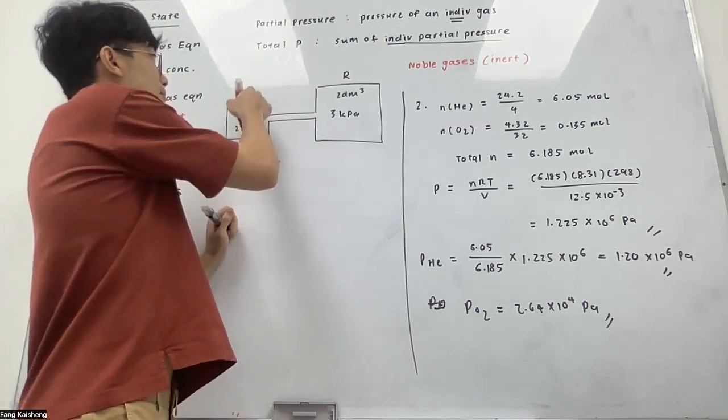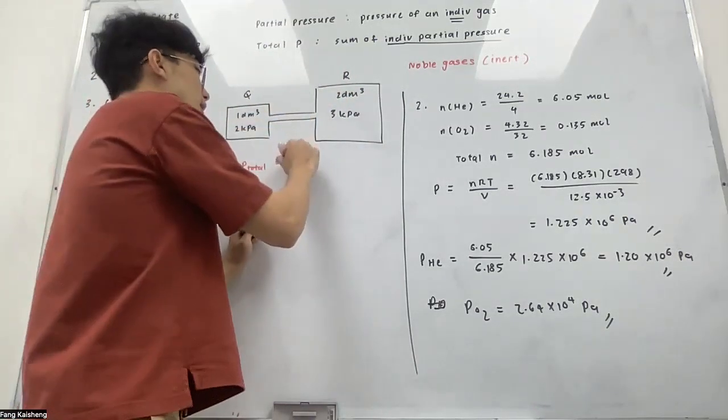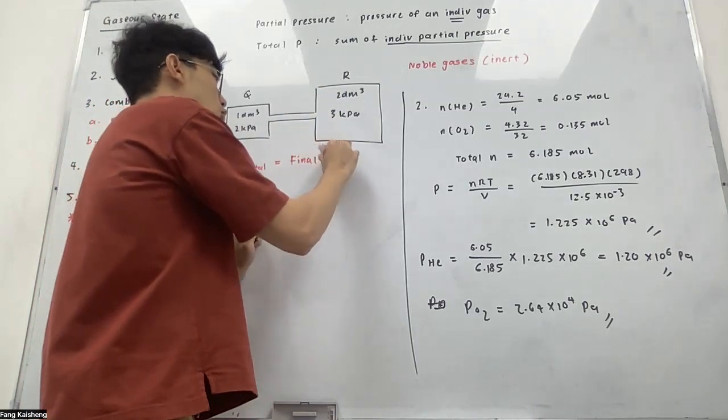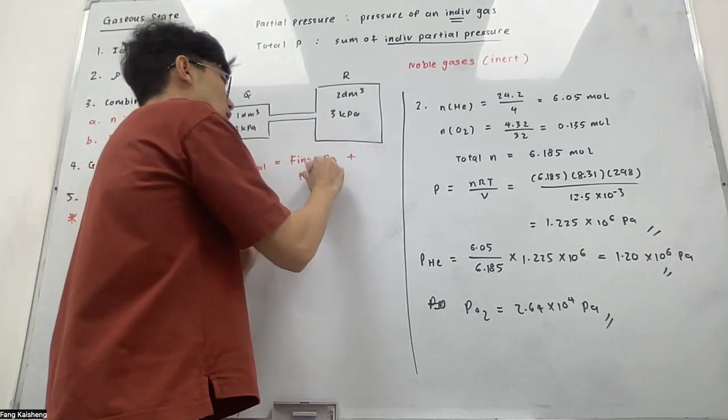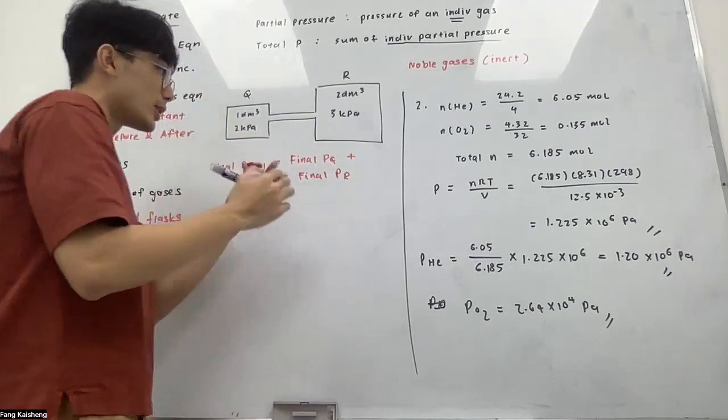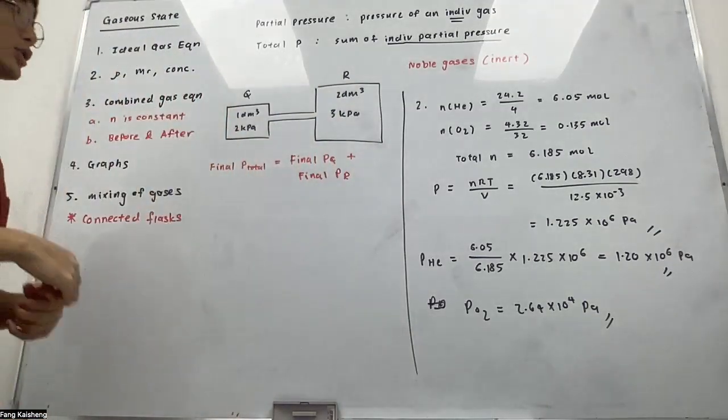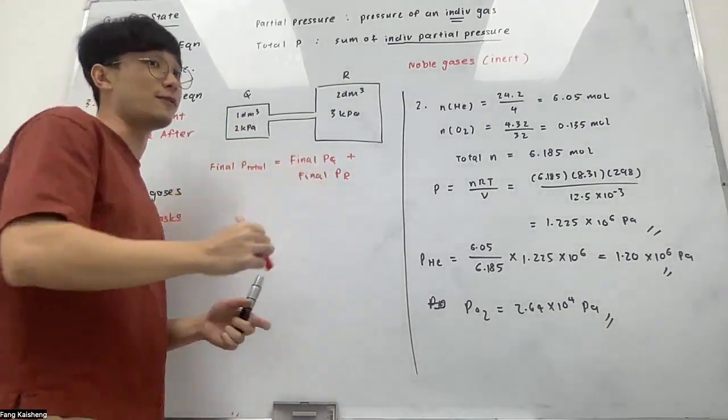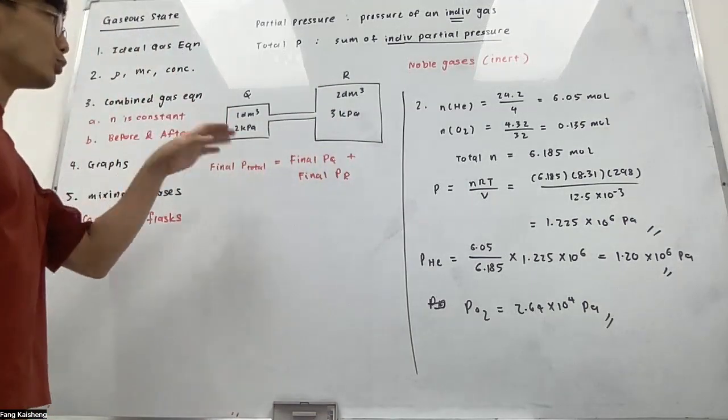Okay, sum of the gas Q and gas R, right? So you take the final pressure of Q plus the final pressure of R. You add them up together. Okay, so that's what we're eventually going to do. So we need to find the individual partial pressures first. But how do we do that?